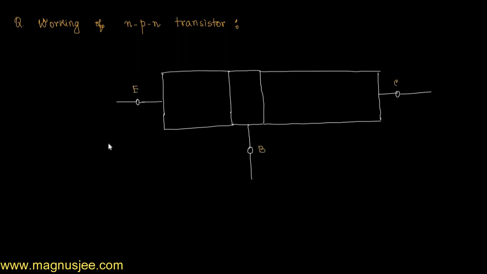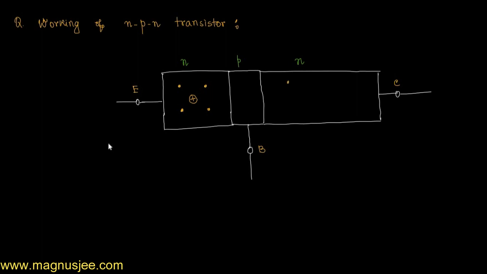E is the emitter, B is the base, and C is the collector. Here the P-type base is sandwiched by the N-type emitter and N-type collector. These are the conduction electrons and holes. Now, in the N-type emitter, the majority charge carriers are conduction electrons, denoted by a dot, and holes are the minority charge carriers, denoted by a circled positive sign.